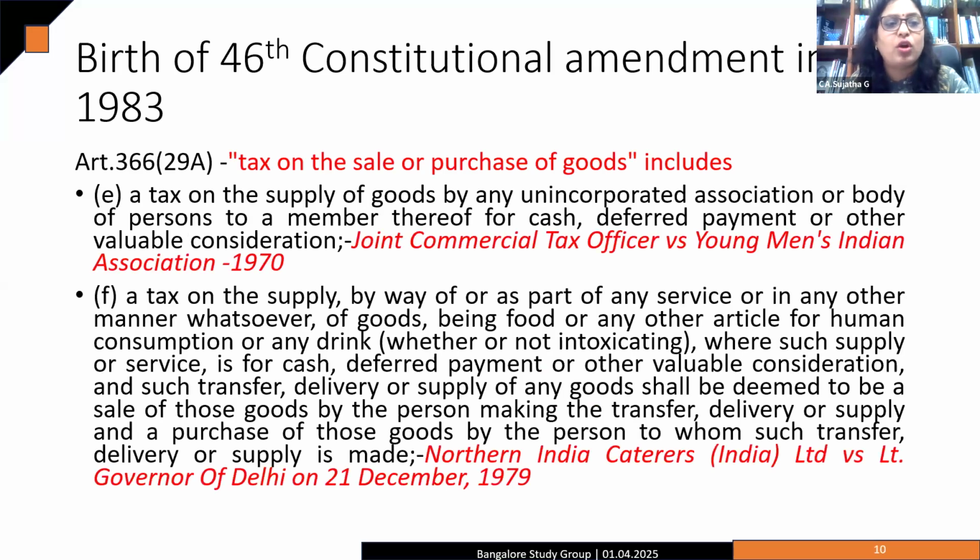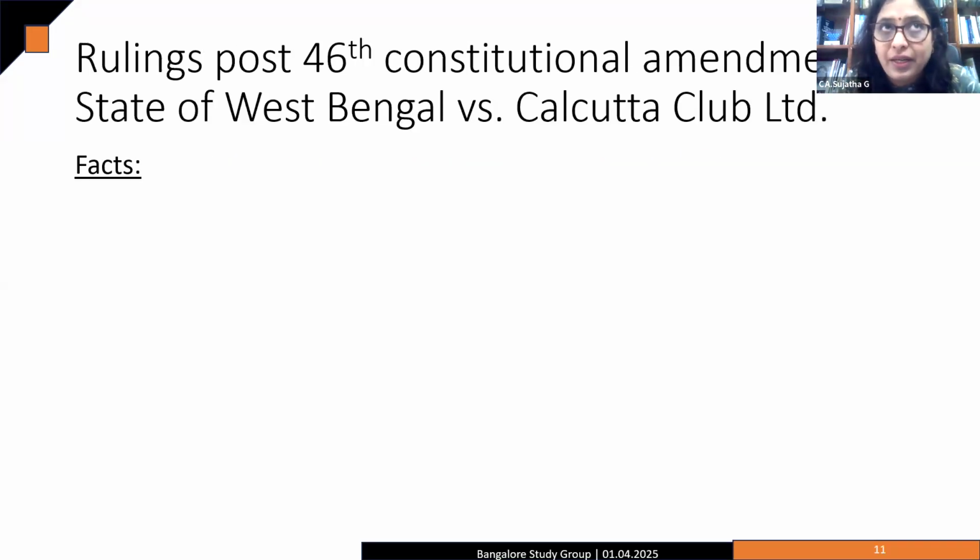So this is what it is about. Then this happened in 1982. So from 1970 to 1982, the principle of mutuality prevailed, relying on the decision of Young Men's Indian Club. Then in 1982, to fix that, to overrule that decision, through the recommendation of the Law Commission, they made an amendment, the 46th Constitutional Amendment, through which Article 366(29A) was inserted.